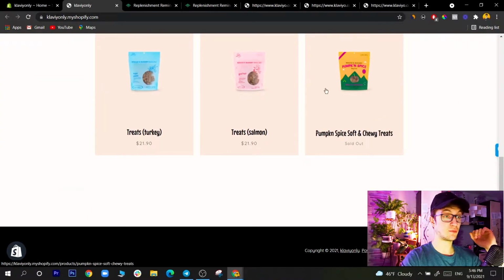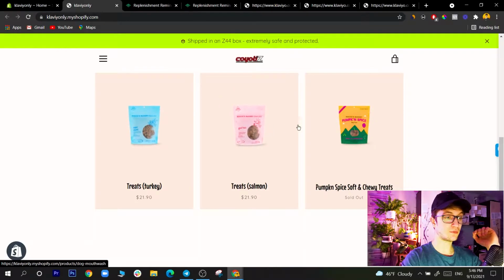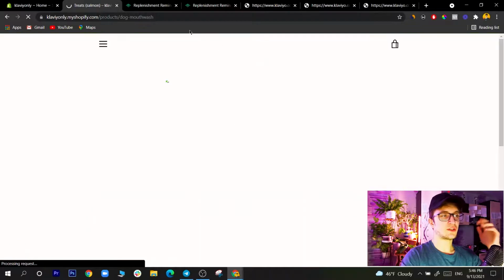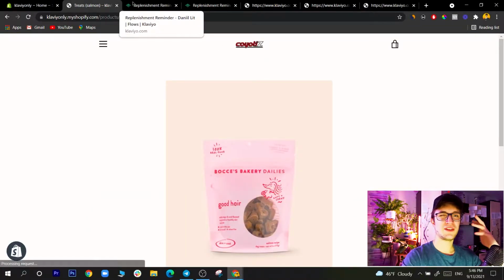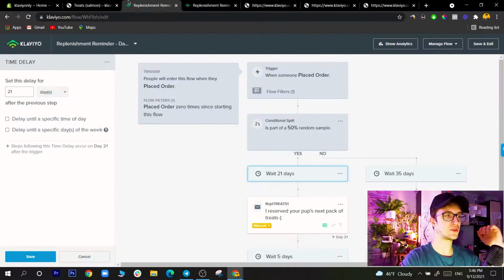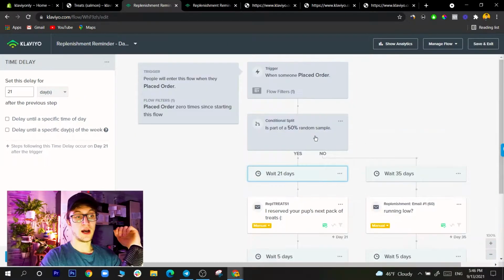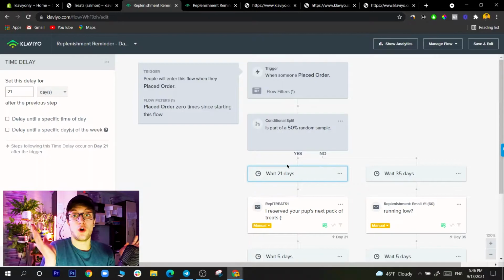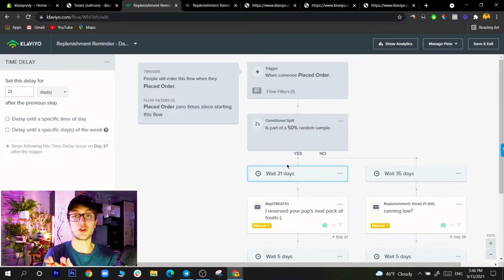But basically, this is what I sell. I sell dog treats. We sell this pumpkin spice, out of stock. So in my case, maybe 21 days is enough for them to be completely used up. So I usually hit them with 21 days, but maybe they just don't train their dog too often, and maybe it's 35 days. So I'm split testing. Again, it's a dummy store.